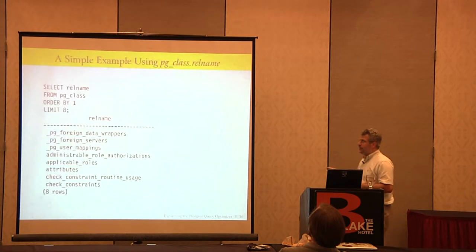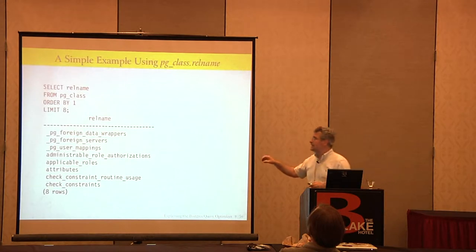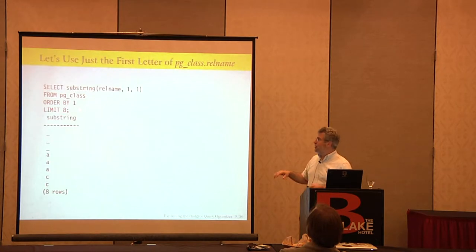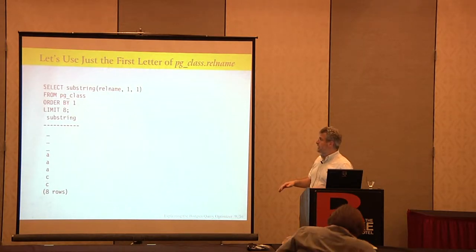Well, let's first set up a little test case here. What we're going to do is pull some data from the pg_class table, which happens to be a system table in Postgres. Again, it just has a whole bunch of junk in it. And what we're going to do is just pull the first letter off of that table. So again, I'm just creating some dummy data here. I'm going to pull the first letter off of the pg_class table.